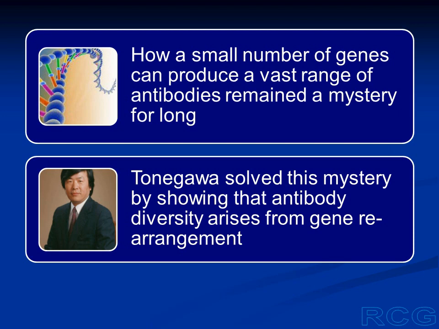The molecular basis of antibody diversity remained an enigma for a long time. And in the end, it was Tonegawa who solved this mystery. He showed us that antibody diversity arises from rearrangement of genes. That means the less than 200 antibody genes that we possess can be rearranged in different ways to form a vast range of different antibodies.